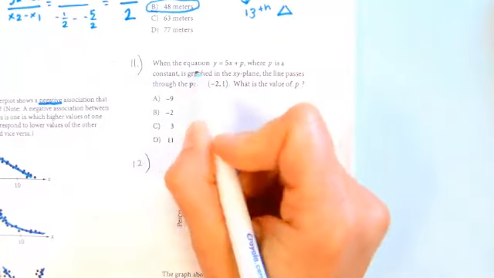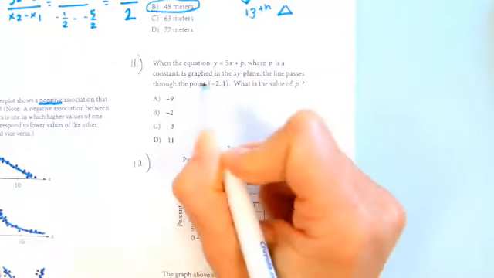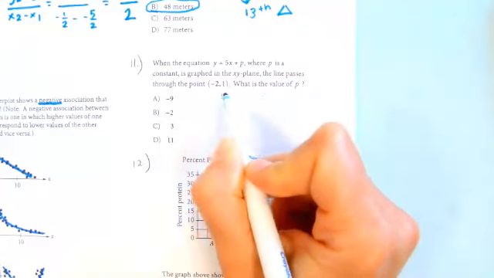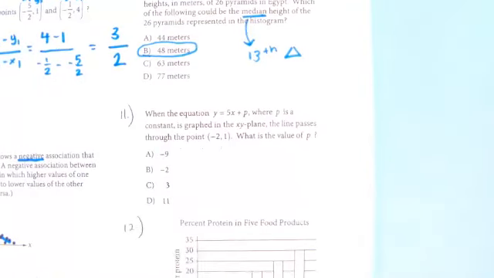All right, when the equation y equals 5x plus p, where p is a constant, is graphed in the xy plane, the line passes through point -2, 1. What is the value of p? Okay, a lot of stuff in here that we don't really recognize.